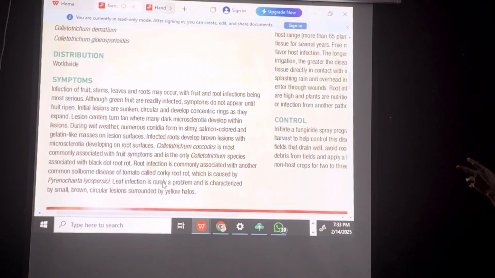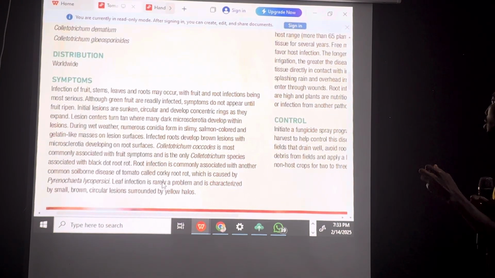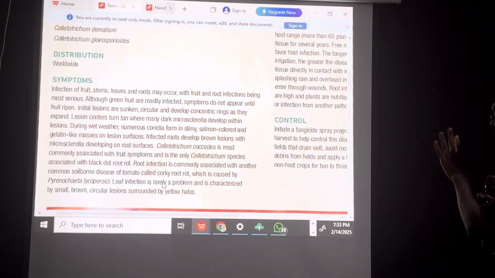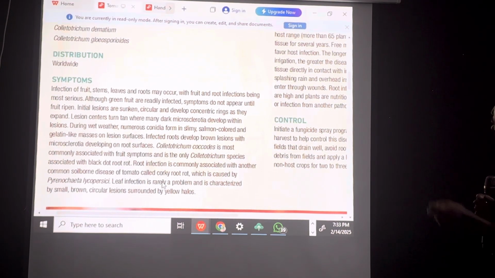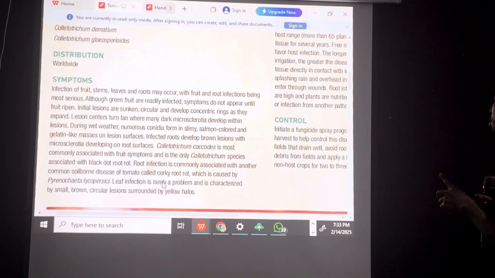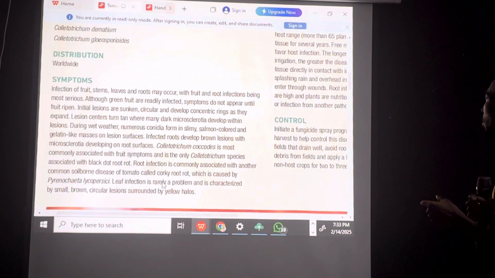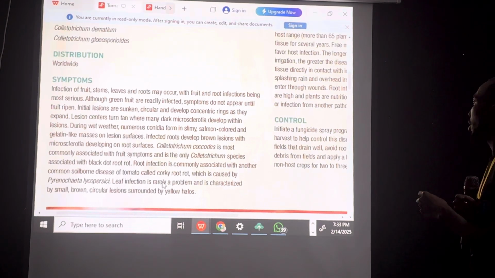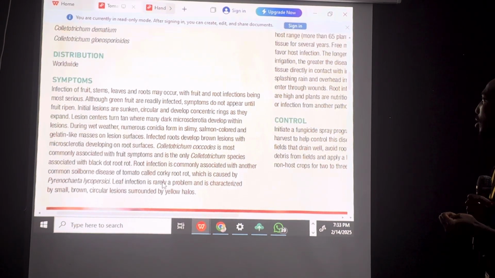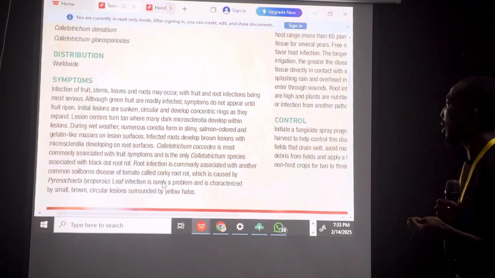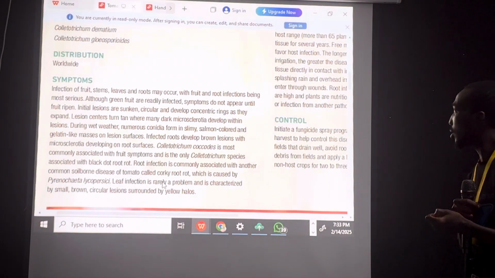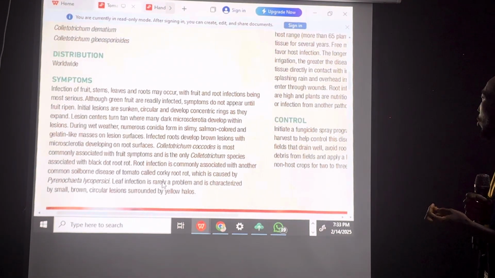Initially, lesions are sunken, circular, and develop concentrically as they expand. Lesion centers sometimes have microsclerotia that develop within the lesion. During wet weather, numerous conidia form in salmon-colored, gelatin-like masses on the lesion surface. Infected fruit develop lesions with microsclerotia development on the surface.